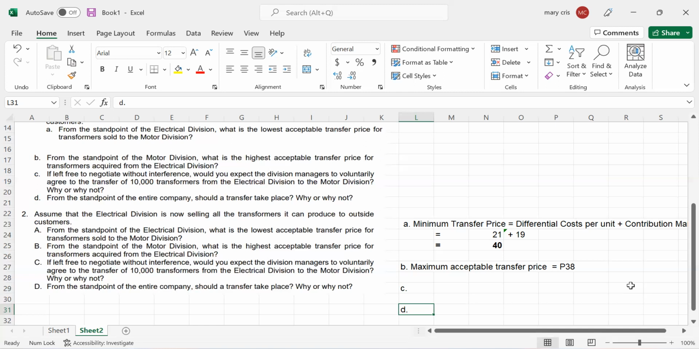So, again, for letter D, the answer should be the transfer should not take place because the company would parang mag-give up ng 40 pesos ang electrical division. Si motor division naman makaka-incur ng additional cost na 2 pesos per unit. So parang merong net loss yung intercompany ng 2 pesos. So better, wag na lang mag-transfer. Wag na lang bumili si motor division from electrical division. Rather, pursue niya lang na bumili siya sa outside niya na supplier.